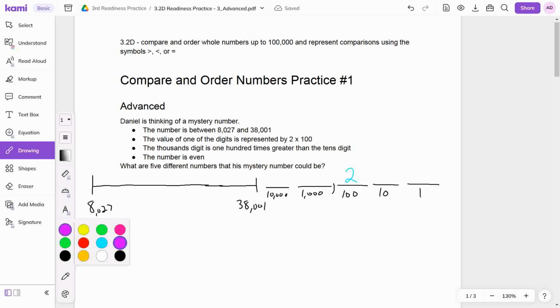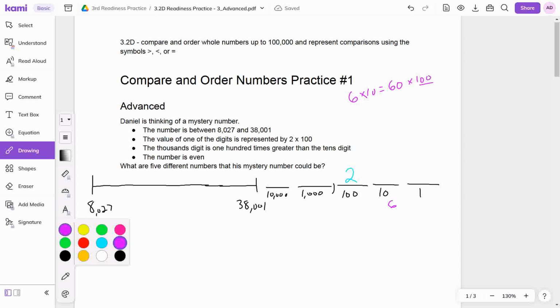Let's start with a random tens digit of 6. Okay, so if I had a tens digit of 6, that would be 60, right? So what is 100 times greater than 60? Then that would be what's in the thousands place, right?